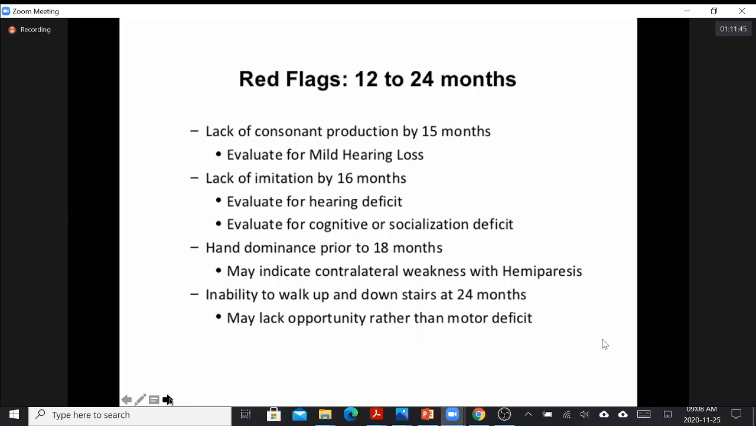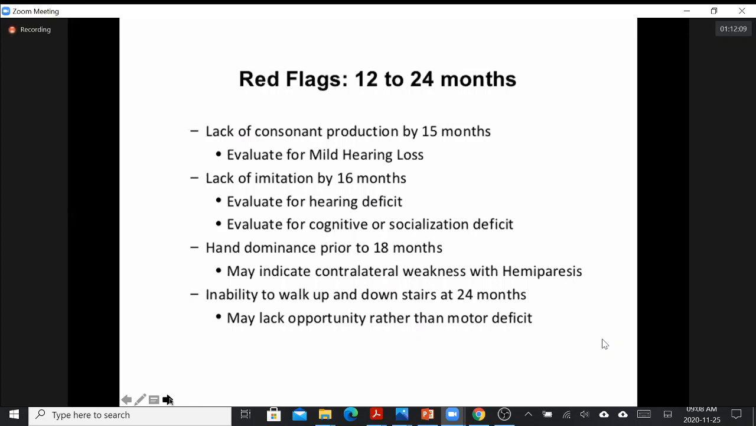Then lack of imitation. If you remember, we did something called domestic mimicry, right? Mimicry, where you see the child is trying to sweep, looking at the mother sweeping. The child tries to imitate the things we say. So if there is no imitation by 16 months, we have to check whether there's a hearing problem, and we have to evaluate for cognitive or socialization deficit.